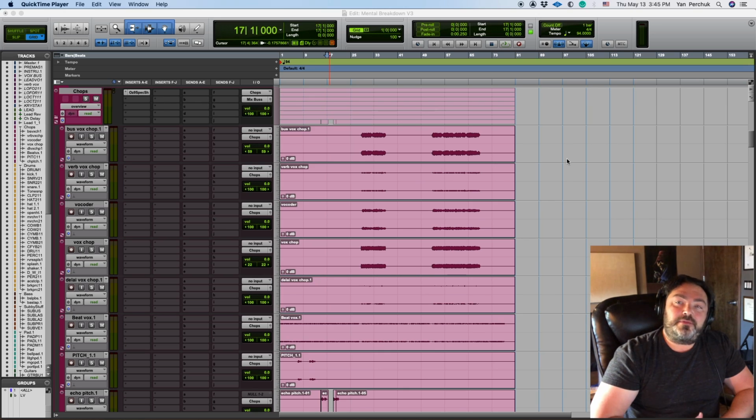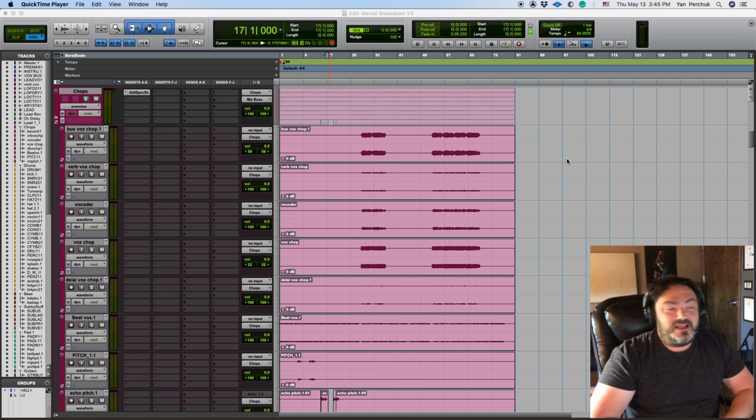But if there are elements that you are absolutely 100% sure about, and if the balance of these elements is precisely the way you like it and the way you want it, I would highly recommend bouncing this to a stereo. Make sure that the processing you want is applied to it, and this way you can actually reduce the amount of tracks that you send over to the mixing engineer.